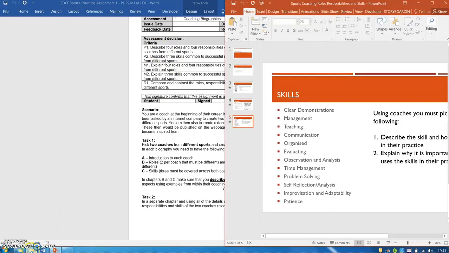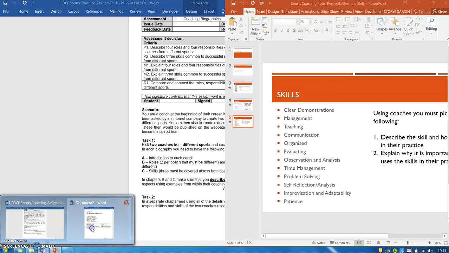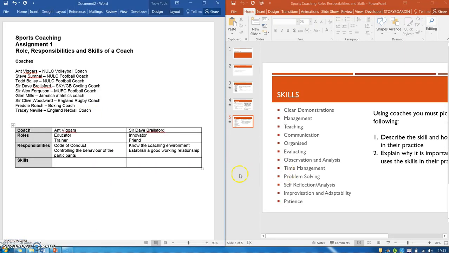Now, I know for a fact that Ant has definitely got good, clear demonstrations, which he employs within his practice. Okay, he's going to do that certainly for younger athletes within his sport. This is how you would do a serve, for example, and demonstrate a really good serve. This is a skill that he's got and he would utilise.